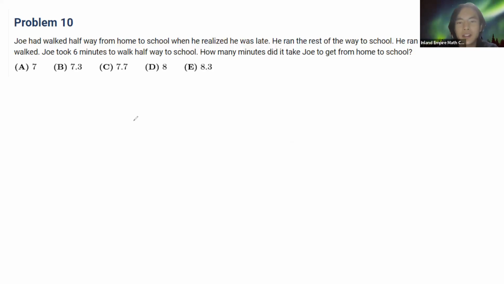Joe had walked halfway from home to school when he realized that he was late. He ran the rest of the way to school. He ran 3 times as fast as he walked. Joe took 6 minutes to walk halfway to school. How many minutes did it take Joe to get from home to school? Choice A, 7 minutes. Choice B, 7.3 minutes. Choice C, 7.7 minutes. Choice D, 8 minutes. And choice E, 8.3 minutes.